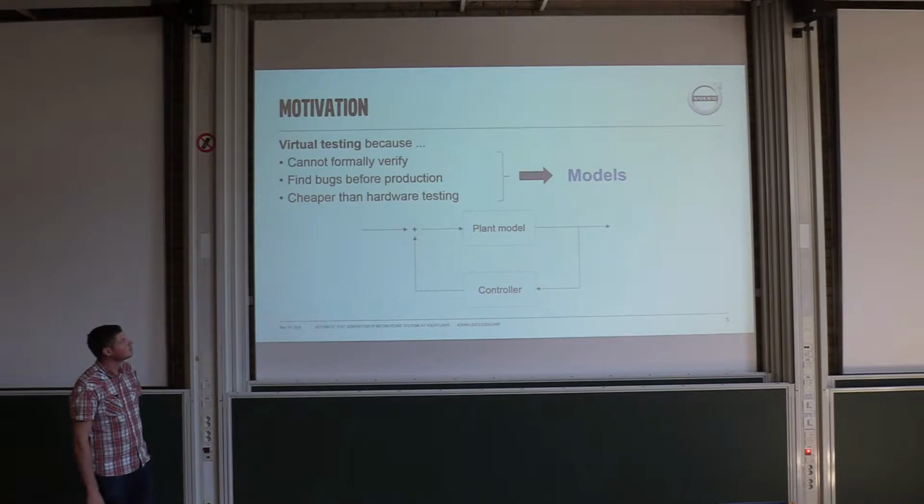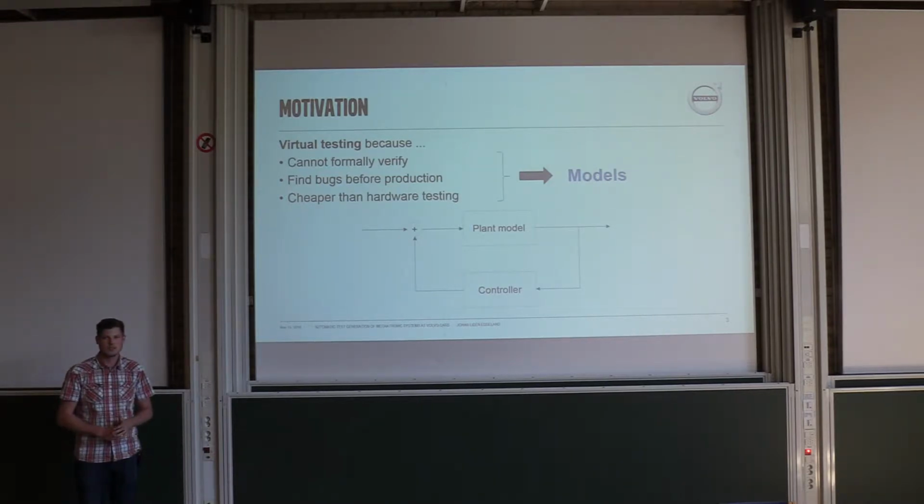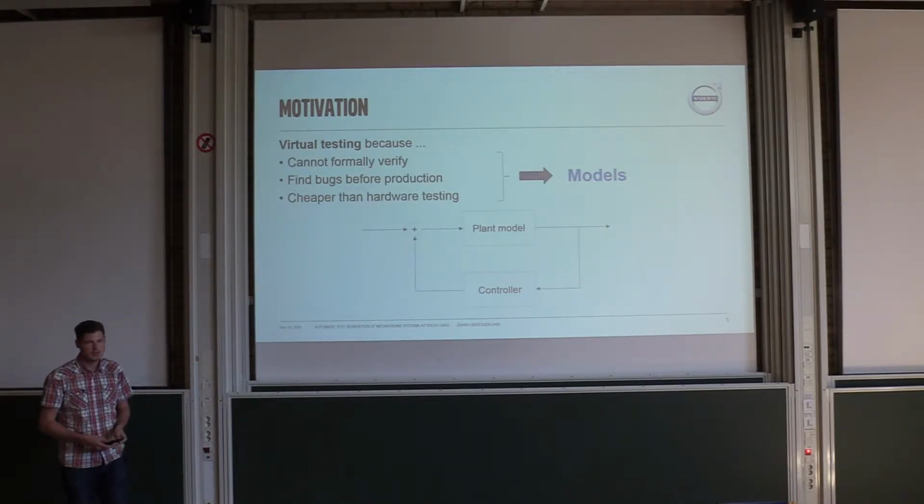So to summarize, what we want to do is have models of everything. Just like you, we want to have plant models where we have the physical behavior, and we want to have the controller or the software behaviors that we can simulate in closed loop and see if it fulfills what we want it to fulfill.